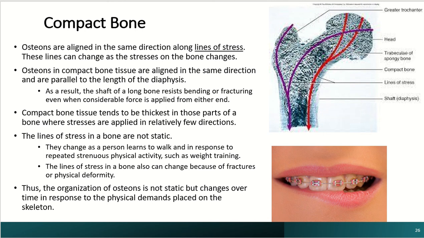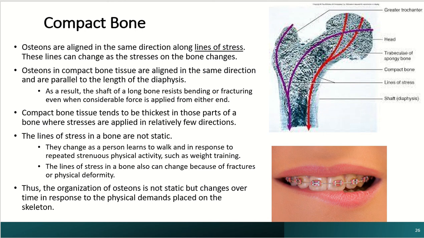So as a person learns to walk, and in response to repeated strenuous physical activity, like weight training, all of these things can cause changes in the lines of stress, and therefore in the alignment of those osteons. Another possible reason that lines of stress could change would be if a person has a fracture or some sort of physical deformity that causes weight to be distributed differently along that bone.